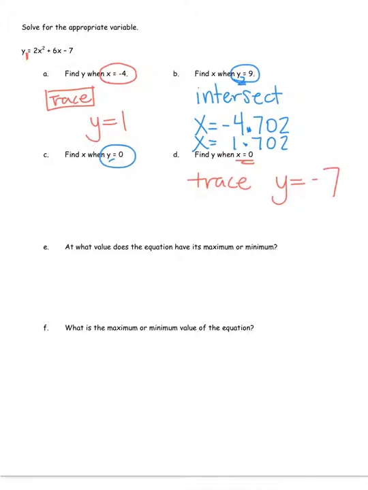Okay, when y2 equals 0, and I find my intersection again, x equals -3.898 and positive 0.898.